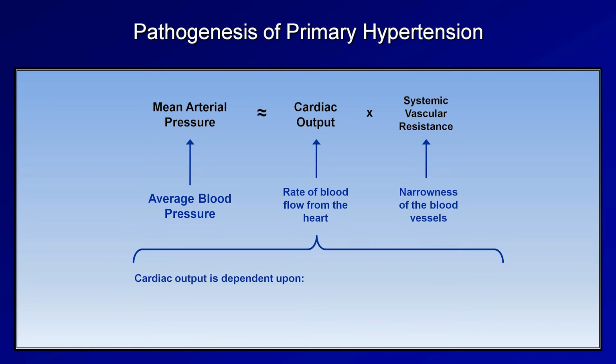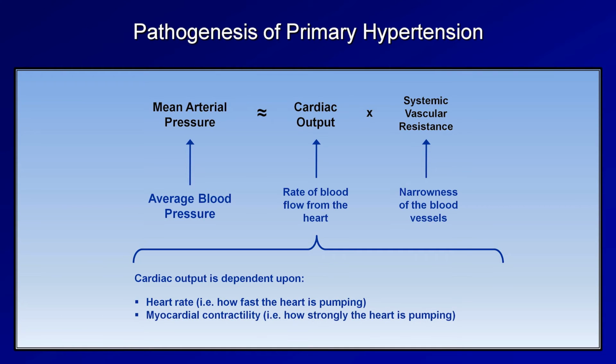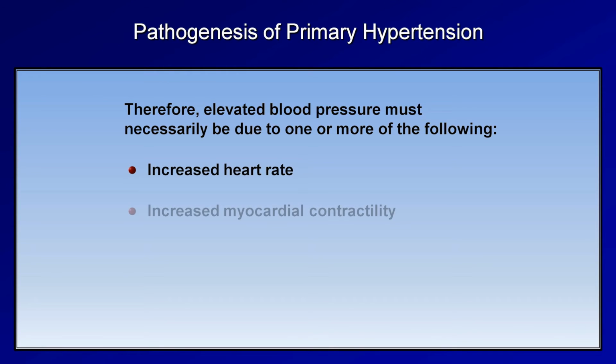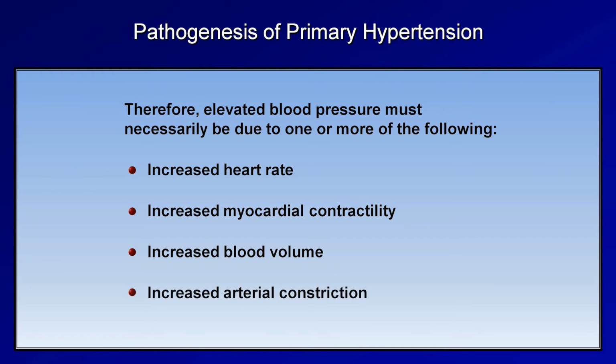And cardiac output is largely dependent upon 3 factors: heart rate, that is, how fast is the heart pumping; myocardial contractility, or how strongly is the heart pumping; and diastolic blood volume, or how much blood is in the heart when it pumps. Therefore, elevated blood pressure must necessarily be due to one or more of the following: increased heart rate, increased myocardial contractility, increased blood volume, and increased arterial constriction. If a patient is hypertensive, at least one of those 4 physiologic derangements must also be present.